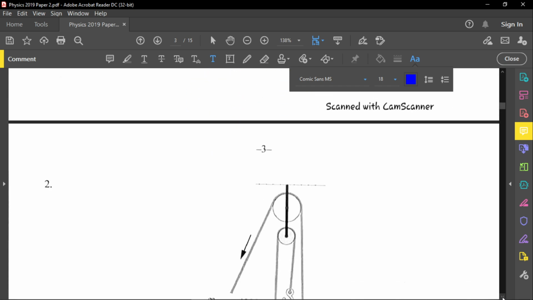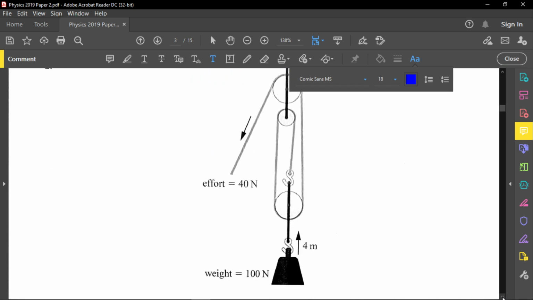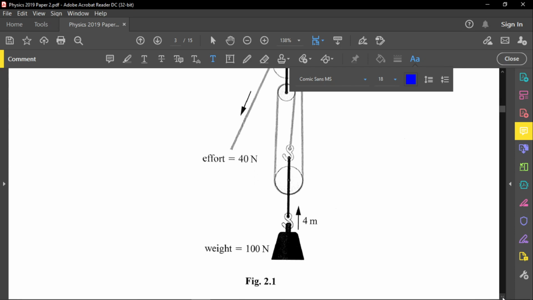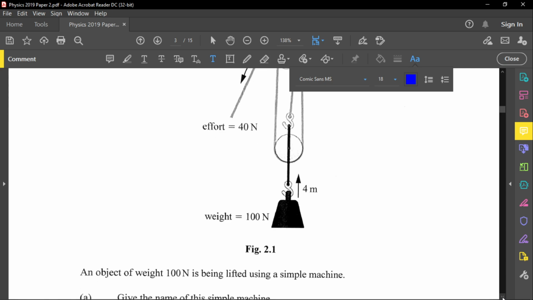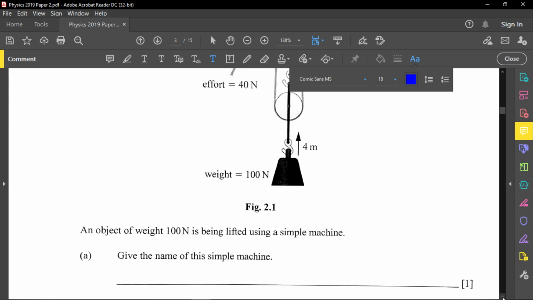I'm very glad for that. Let's go to question number 2. And this is a pulley system shown right here. We have effort, we have weight, we have 4 meters going up. Let's see what the question is asking. An object of weight 100 newtons is being lifted using a simple machine. All right, so that simple machine there is a pulley. So give the name of this simple machine. So this is a pulley. That's the name of that simple machine. It is a pulley. Now let's go to the next part of the question right here.